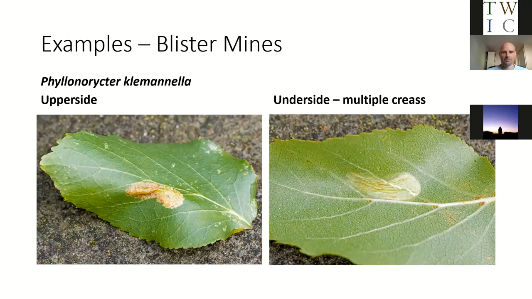The overall length can be worth measuring. And the position within the leaf: is it at the midrib? Is it contained between veins? Is it away from the midrib? And occasionally there are useful colour indications as well.